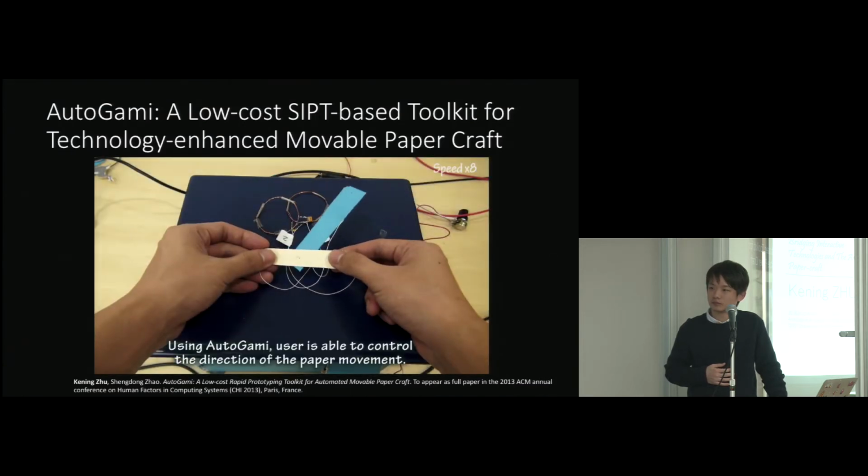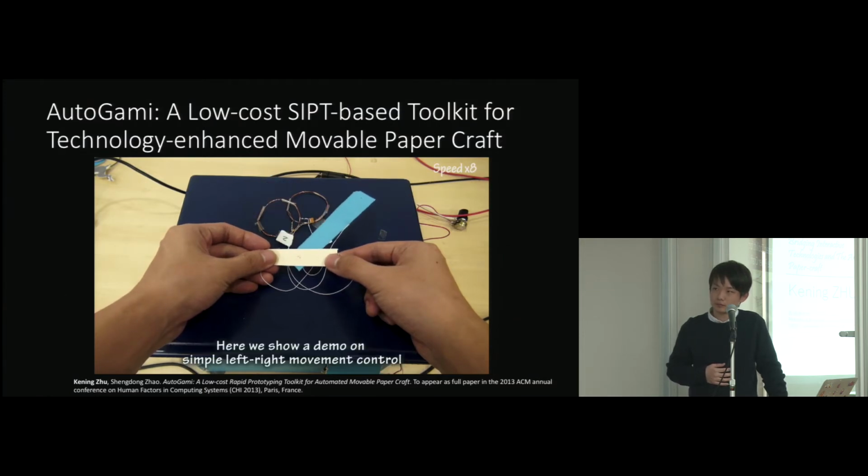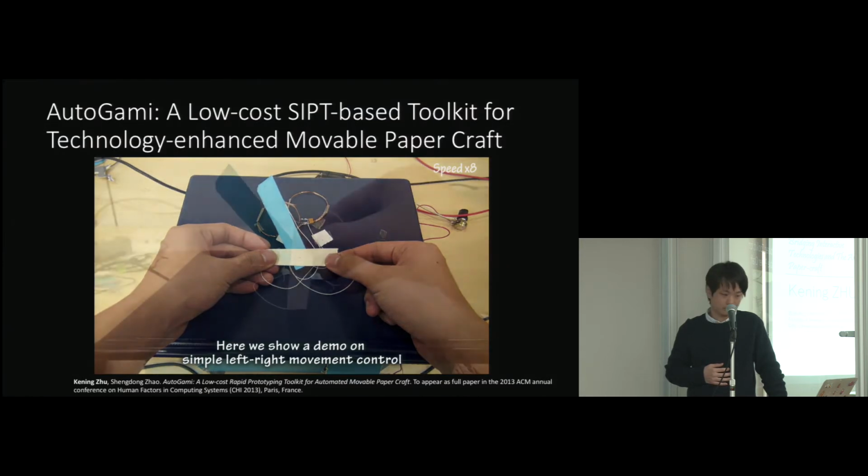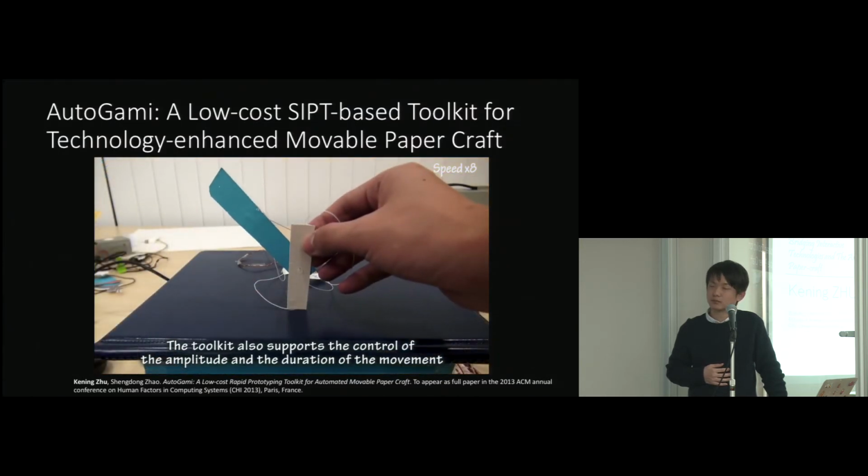Using Origami, user is able to control the direction of the paper movement. Here we show a demo on simple left-right movement control. The toolkit also supports the control of the amplitude and the duration of the movement.